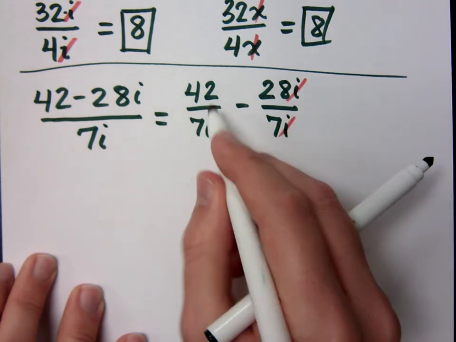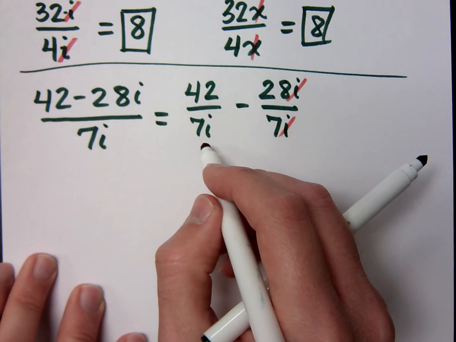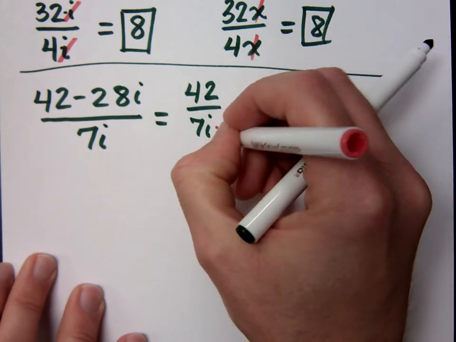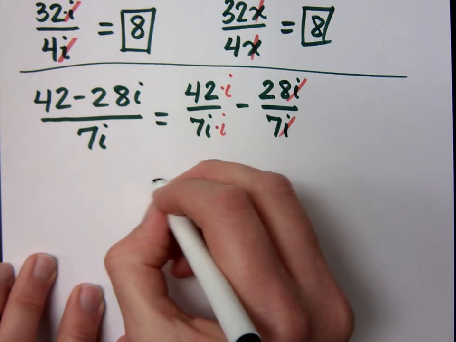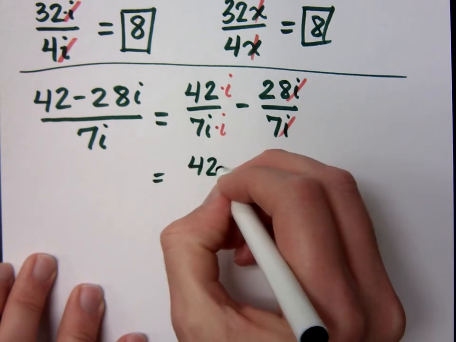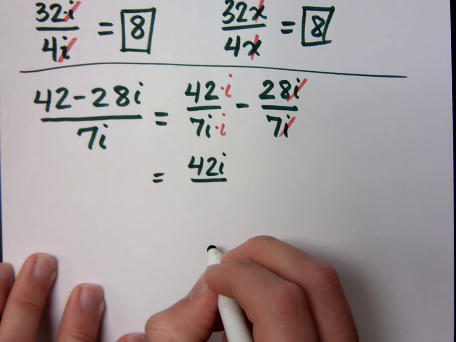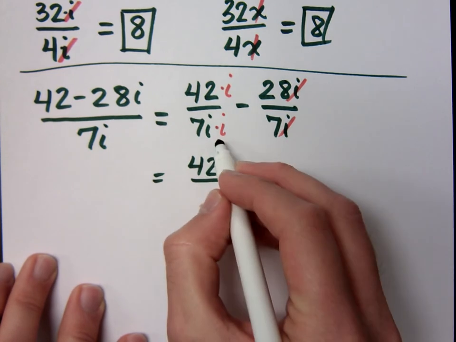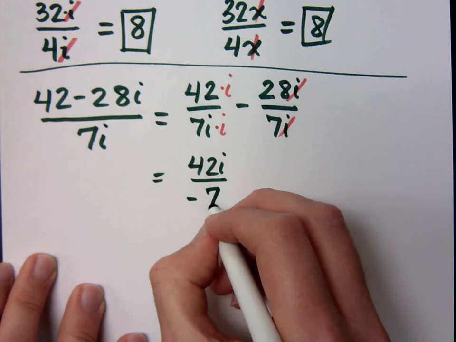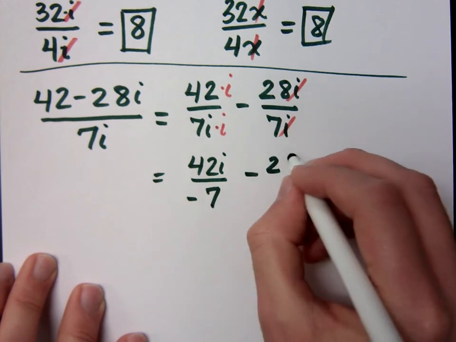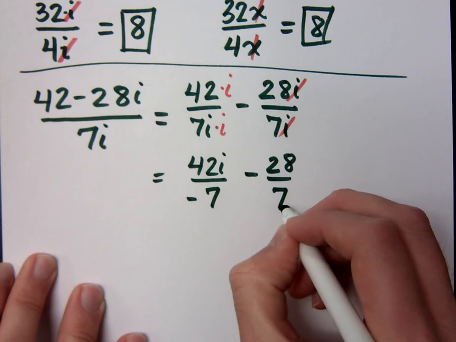But what about 42 over 7i? What do I have to do there? I need to multiply times the i, right? Which means here I get 42i divided by what? This becomes 7i squared, but the 7i squared, as we've seen before, will become negative 7. And of course I've got my 28 over 7 right here.